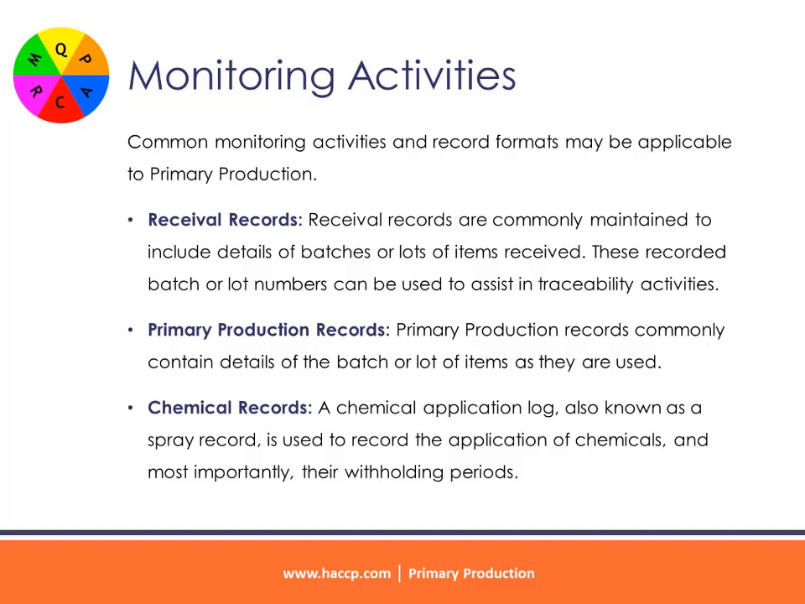Receival records. Receival records are commonly maintained to include details of batches or lots of items received. These recorded batch or lot numbers can be used to assist in traceability activities. Primary production records. Primary production records commonly contain details of the batch or lot of items as they are used. Chemical records. A chemical application log, also known as a spray record, is used to record the application of chemicals, and most importantly, their withholding periods.